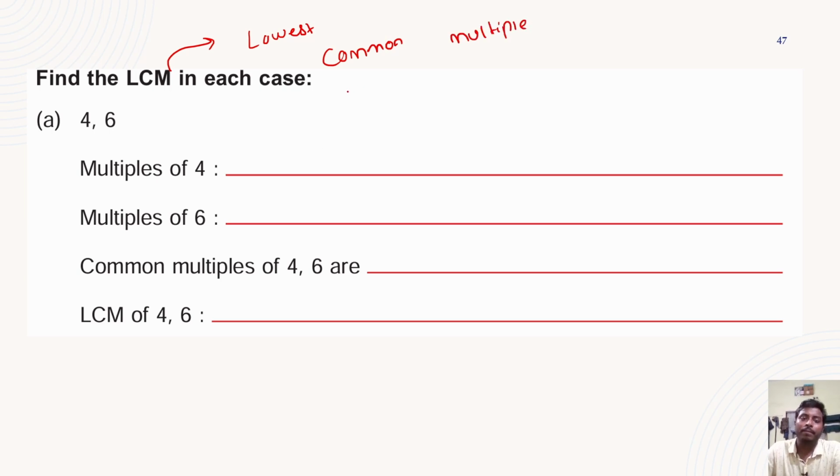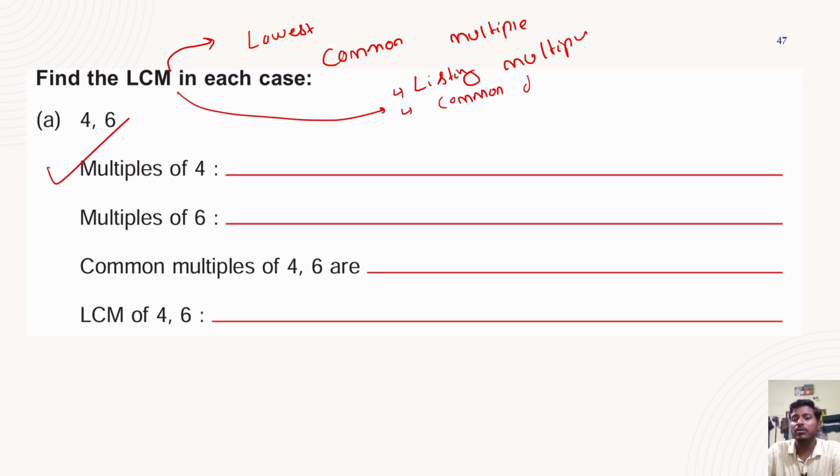Okay, now how to find the LCM? Actually, we can find LCM in three methods. The first method is the listing multiple method. The second method is called the common division method. And the third method is the prime factorization method. But this question we solve by the listing multiple method.